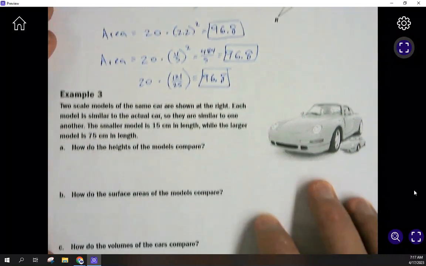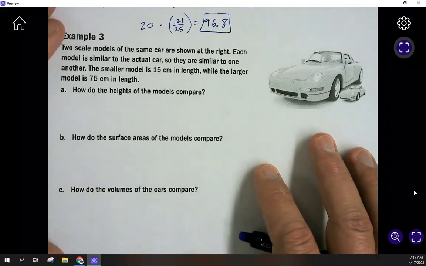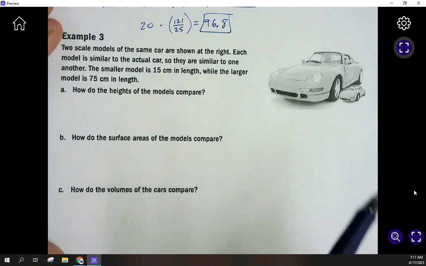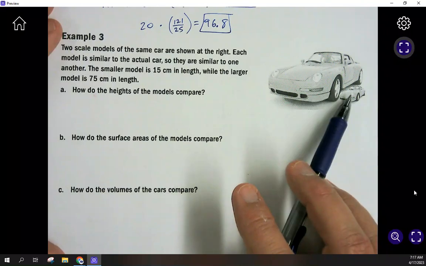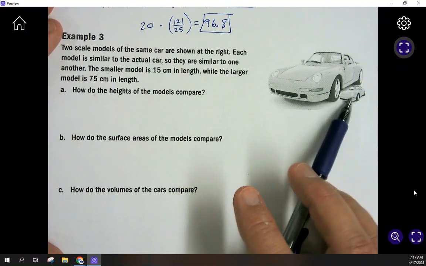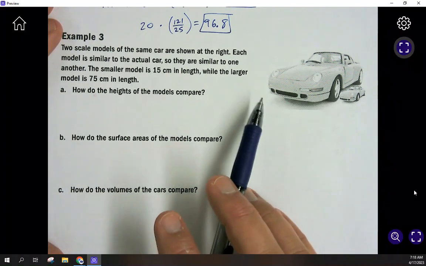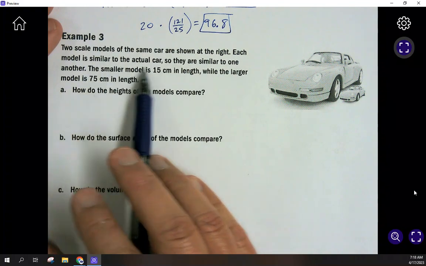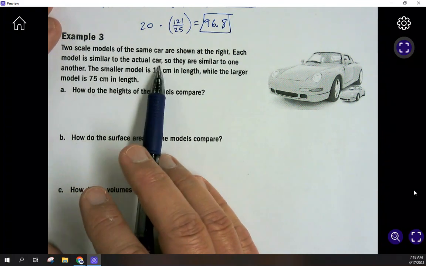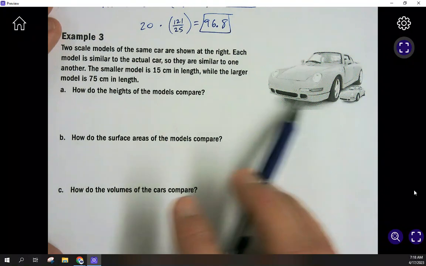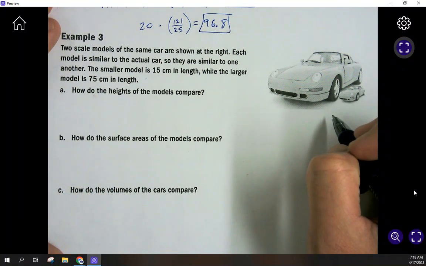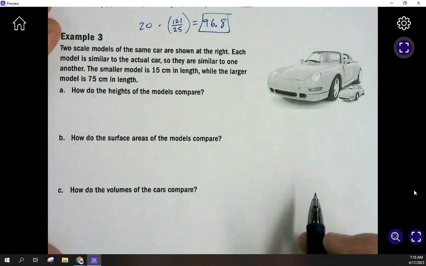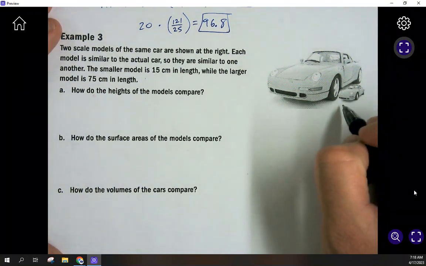All right, so one more quick example here. So we have two scale models of cars. This looks like a full-size car, but these are both miniature toy cars, scale models. Scales meaning everything's in the correct proportion to the actual cars. So that's what they say. Every model is similar to the actual car, which means they're also similar to each other. The smaller model is 15 centimeters in length, while the larger model is 75 centimeters in length.